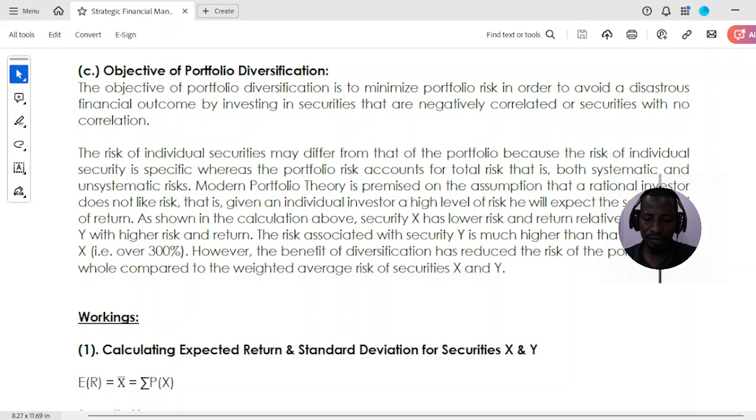However, the benefit of diversification has reduced the risk of the portfolio as a whole to 5.57 relative to the weighted average of risk of security X and Y. So if you add up the risk of security X plus the risk of security Y divided by 2, it should be around between 8 and 9. But as a result of diversification, that has reduced to 5.57. So that's the question.